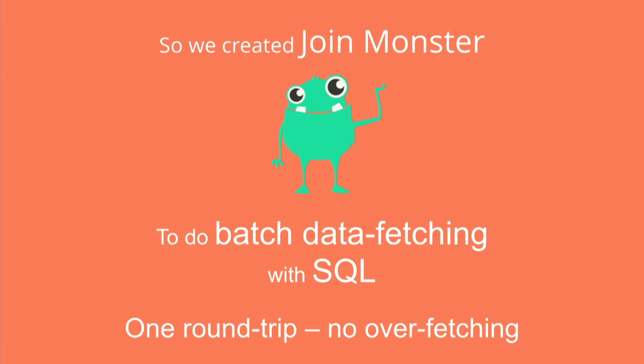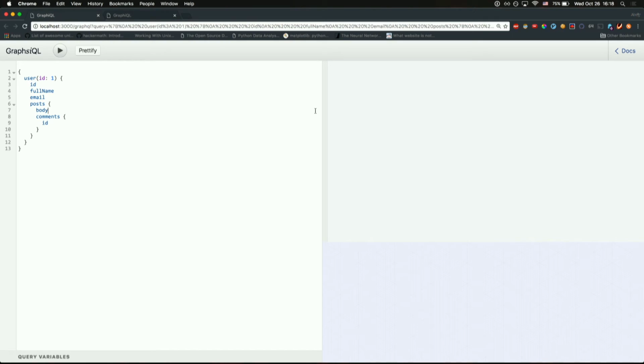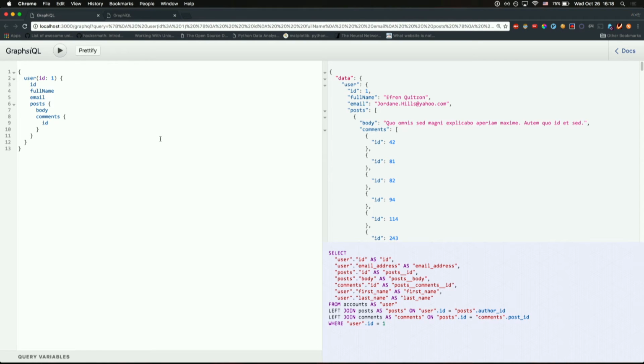So this is why we built Join Monster. We wanted a way to do batch data fetching with SQL in a single round trip without resorting to overfetching. So this is our solution to these problems. Let me show you how this works. It's basically a query planner where it looks at a GraphQL query and automatically generates the SQL dynamically, where it'll ask for the right columns and join on the right things. Say I want posts and comments, it joins on both.